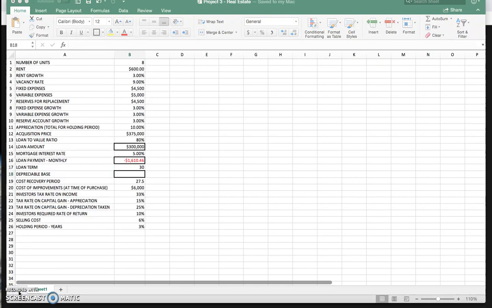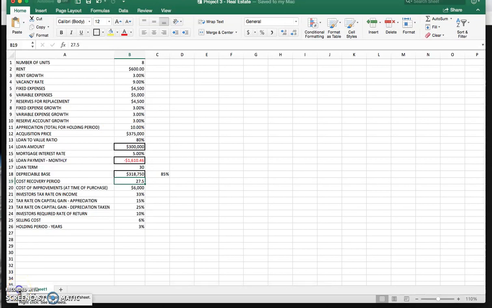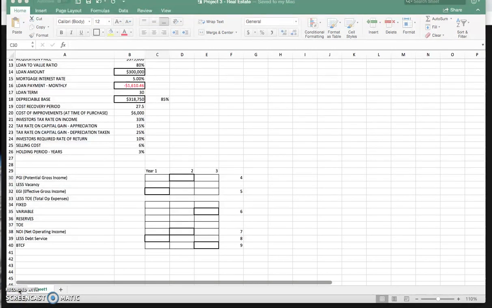So for depreciable base, I'm assuming that we're just going to use an 85% rate like the example shows. So I'm going to do that. You're going to take that rate times the acquisition price. You're going to get 318,750. I went ahead and just set up the tables because it just saves time on the video.